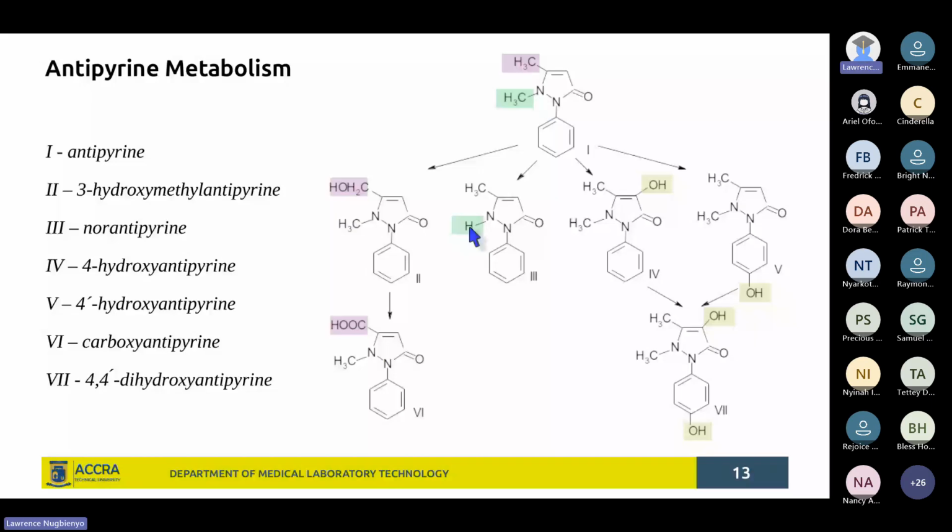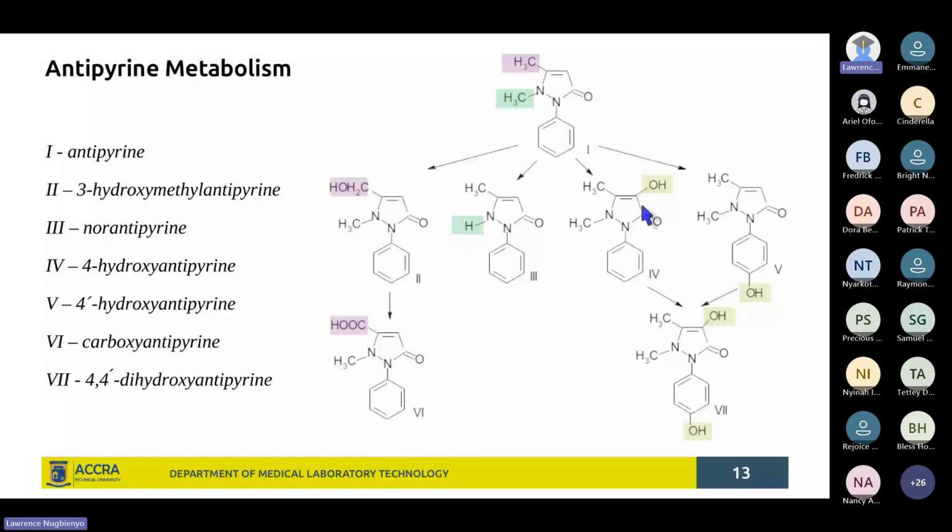If you take the third arrow there, you see that there's a hydroxyl group which has been added on carbon number 4. That hydroxyl group was not there in the original antipyrine compound. And so that process is hydroxylation, specifically hydroxylation on the 4th carbon. And so that gives you this molecule, 4-hydroxyantipyrine.